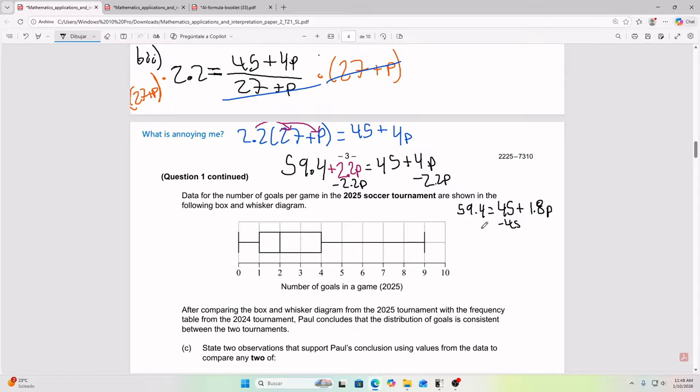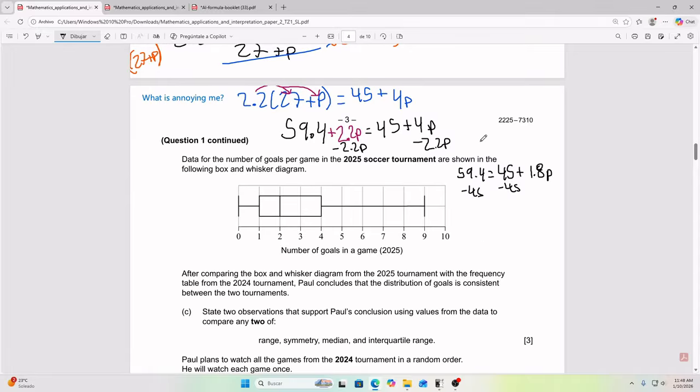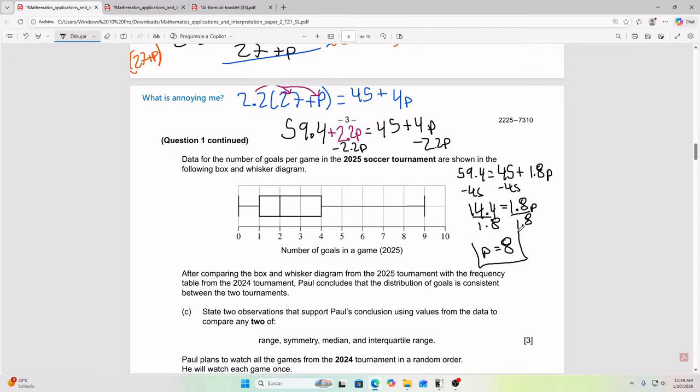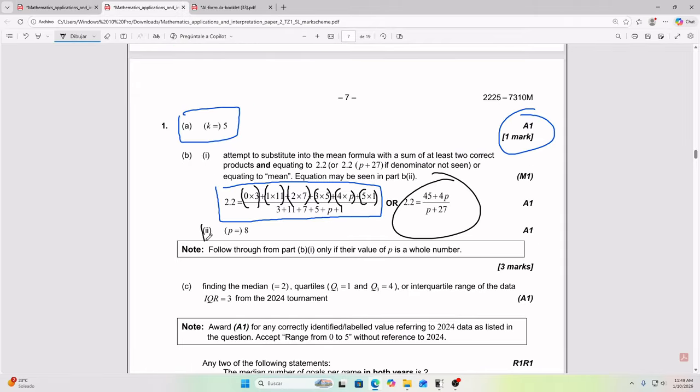And from here we can do minus 45. So that means we end up with, how much was it? It was 14.4, I think. Let me take a second to think. Yes, 14.4, that makes sense. 14.4 equals 1.8p. And so now we divide by 1.8. And now p should make a little bit more sense. If I do some quick maths, I think it should be 8. P equals 8, which is the same 8 we see over there.